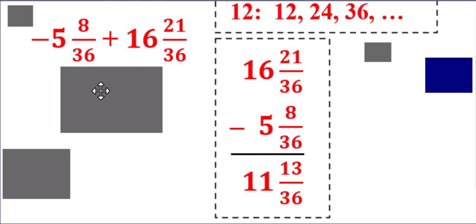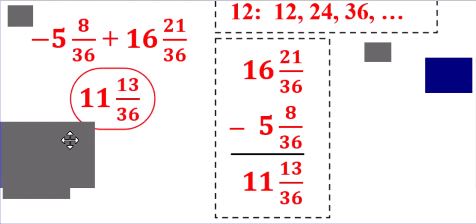And then I bring it back over here. Will it become positive or will it become negative? Well, it depends on who has the bigger absolute value. The positive mixed number had the bigger absolute value than the negative mixed number. So that's going to stay a positive 11 and 13/36.